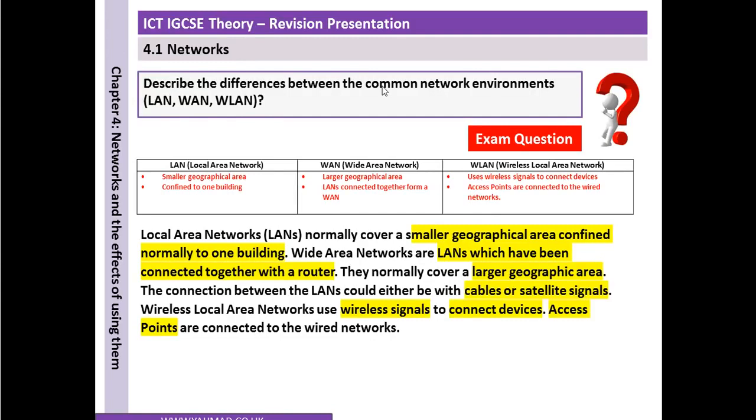Okay, so describe the difference between the common network environments, LAN or local area network, wide area network, wireless local area network. So before I answer this question, I've made some small points here. For the local area network, it's confined to a smaller geographical area and normally to one building. The wide area network covers a larger geographical area. It's local area networks which are connected together to form wide area networks. And a wireless local area network uses wireless signals to connect devices. Access points are connected to wired connections.